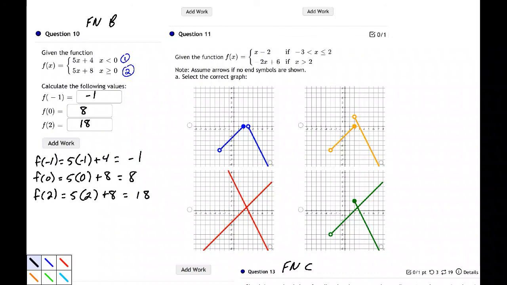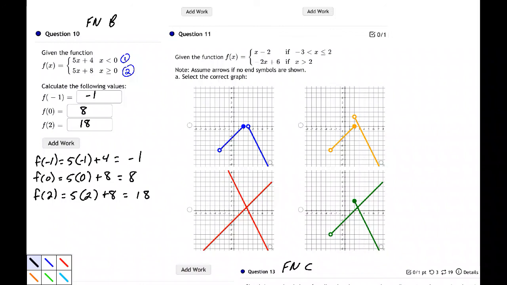All right, for question 11, we want to graph a piecewise function. So we have a multiple choice set of grids, and we've got this function. F of x equals x minus 2 if negative 3 is less than x is less than or equal to 2. And then f of x is equal to negative 2x plus 6 if x is greater than 2.